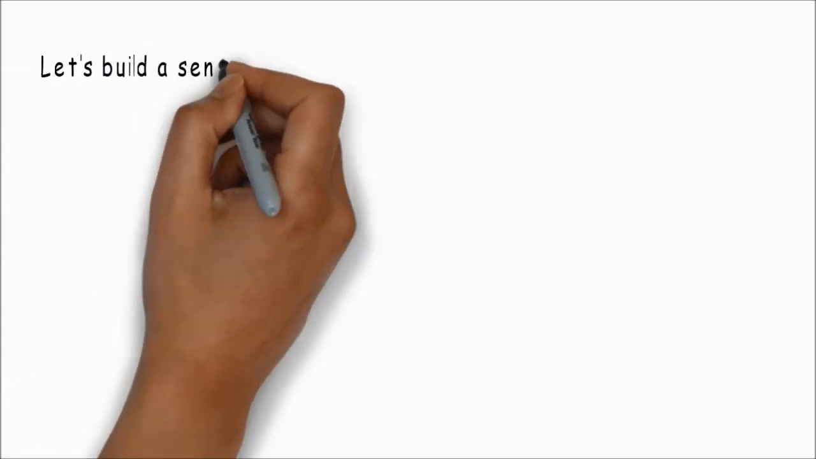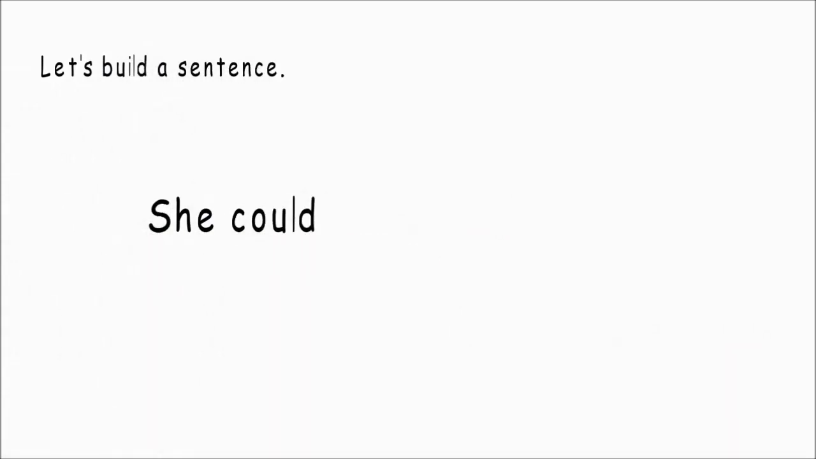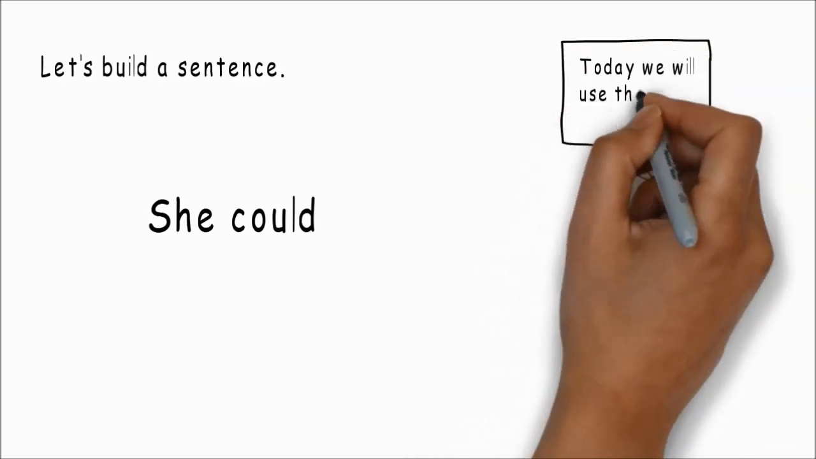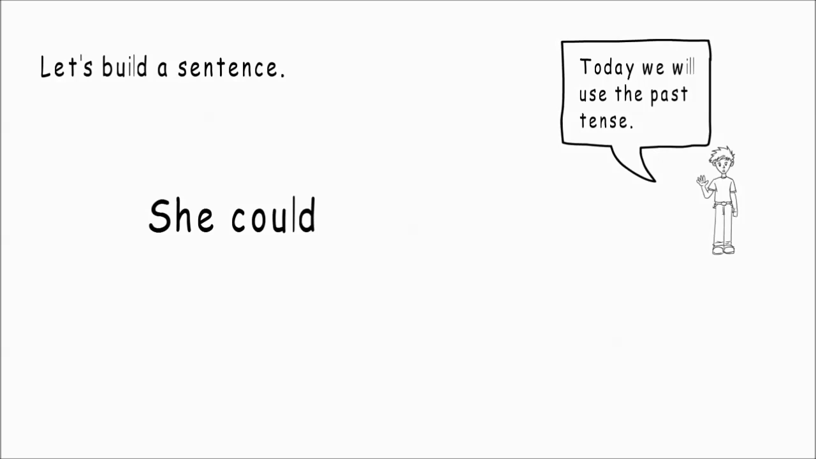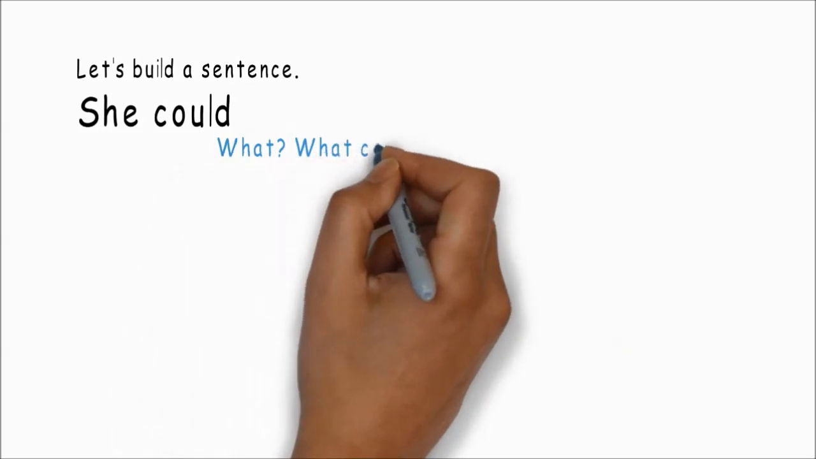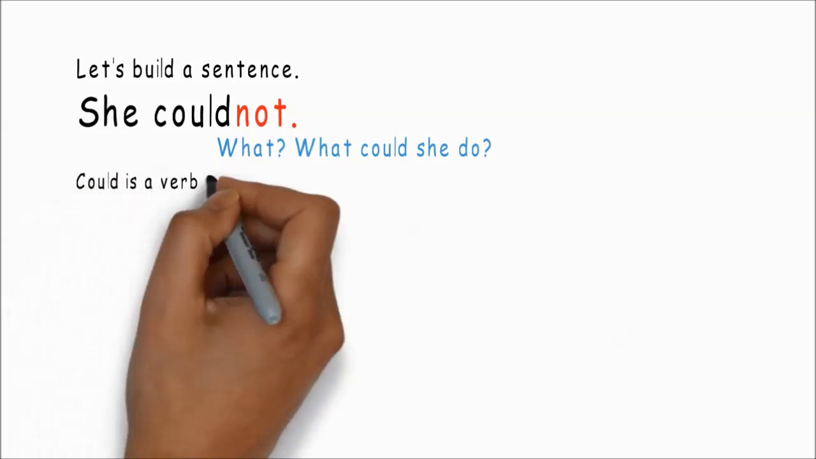Let's build a sentence. She could. Today, we will use the past tense. Let's build a sentence. She could, what? What could she do? She could not. Now it's a negative.